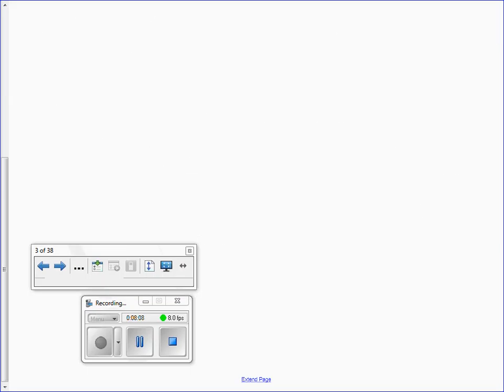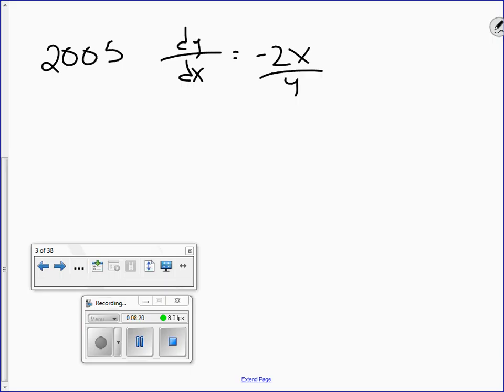In 2005, can you remind me what the derivative was equal to? Negative 2x over y. And in part B, they wanted you to write the equation of the tangent line. At what point? 1, negative 1. They want us to write the equation of the tangent at 1, negative 1. So they already gave me my x1 and my y1. What's the only other thing we need? The slope.